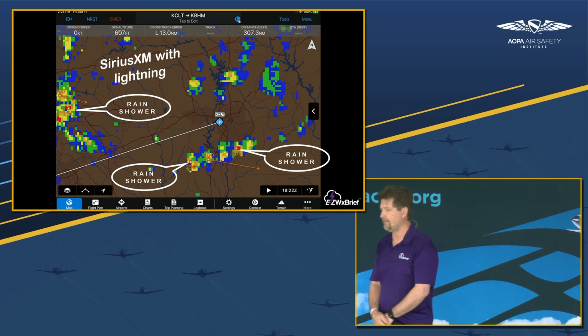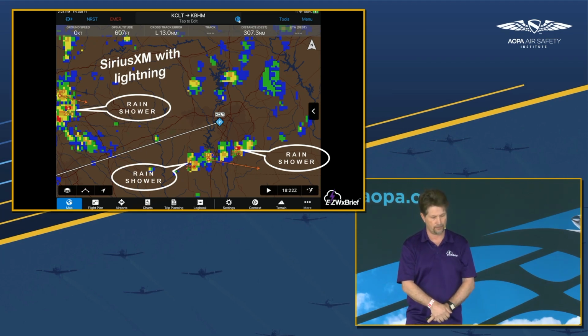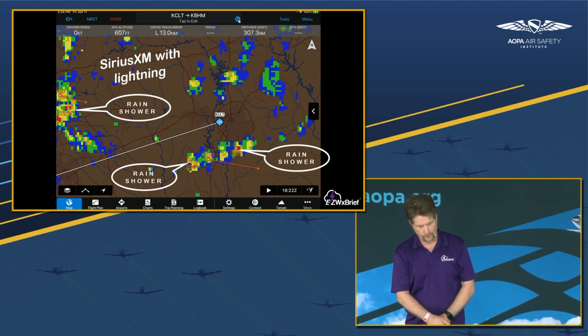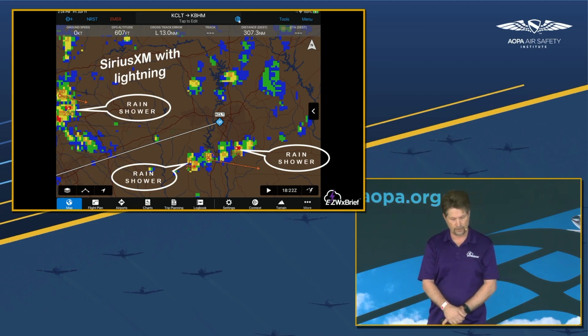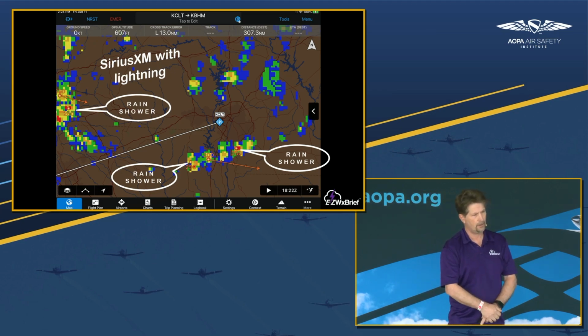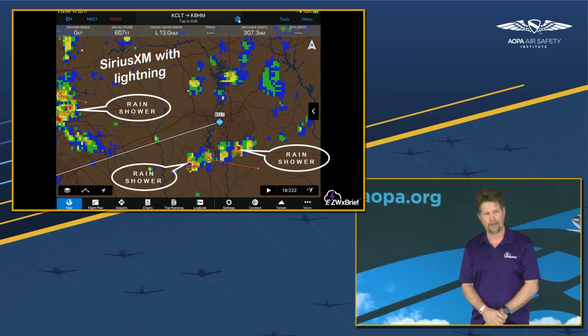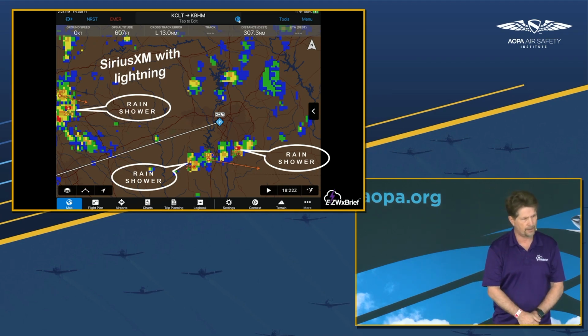Microbursts are a lot more common than you might think. And it's not unusual for some of these rain showers to produce significant microbursts. And if you happen to be in the wrong place at the wrong time, you might experience one. But anytime you see the storm tracks painted on your NexRad display, that should be a good indication that this is a cell that you need to be careful about.